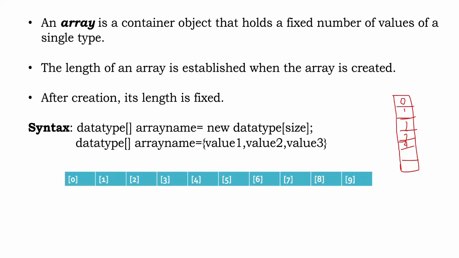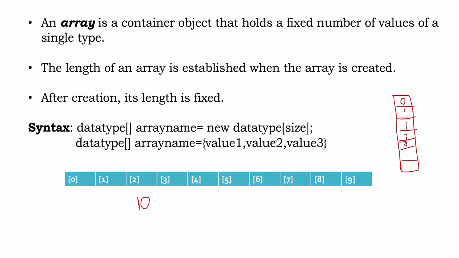This is an example that I have taken, right? Here it starts with index 0. Suppose I want to create a memory location of size 10. It starts with 0. That is the reason it ends at the ninth value. But the total amount of memory allocated is actually 10. The value starts with 0 and ends at 9, right? So after creation, its length is fixed.